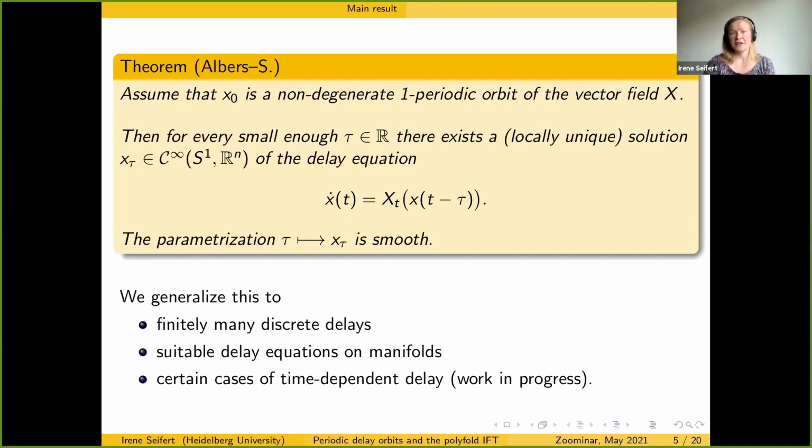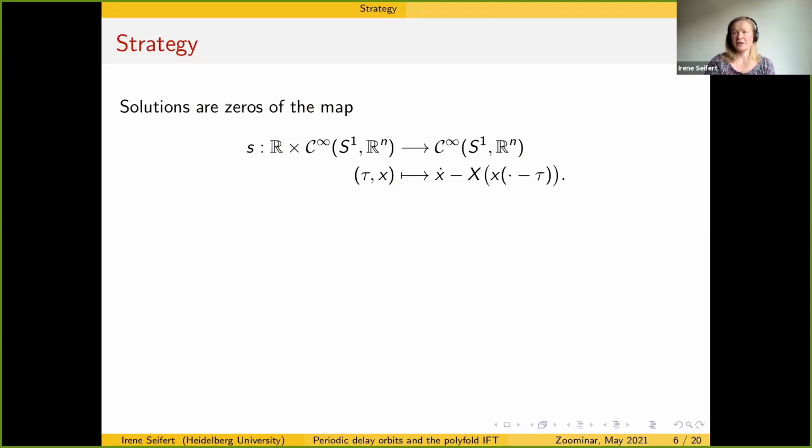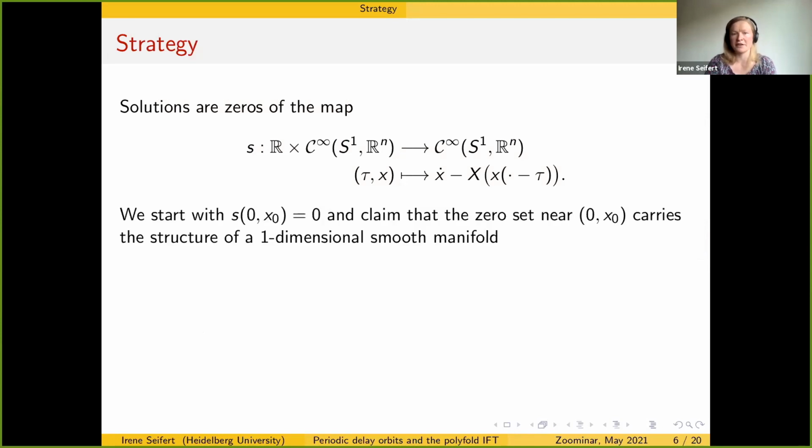So, of course, the solutions that we're looking for are the zeros of this map, which takes a delay and a loop and maps it to the difference of x dot and the vector field evaluated at the shifted loop. And if we start with an orbit of the vector field, then we are given a zero, namely the pair (0, x0).